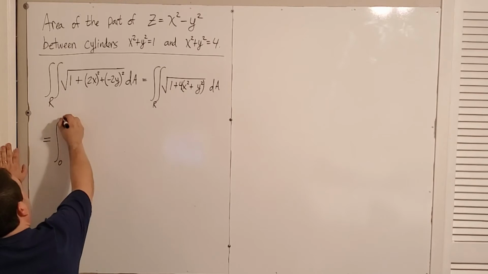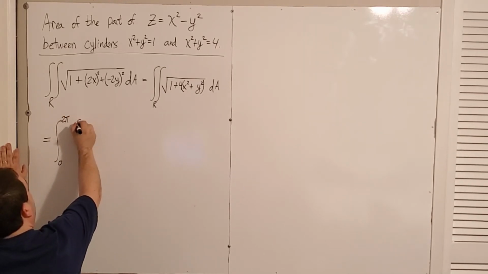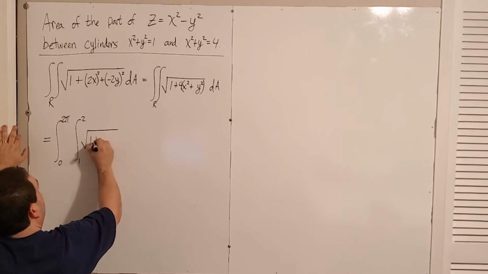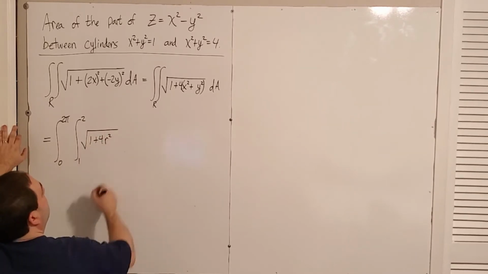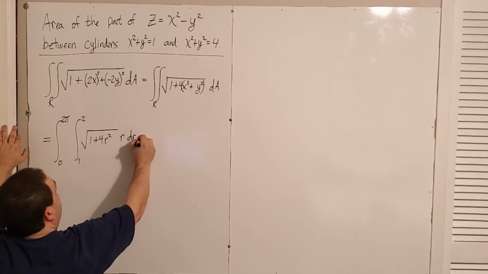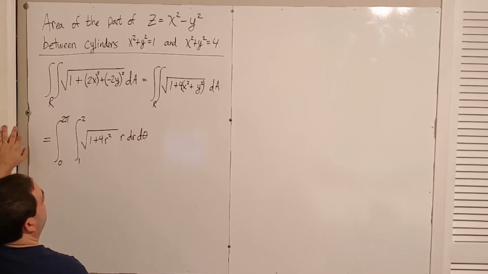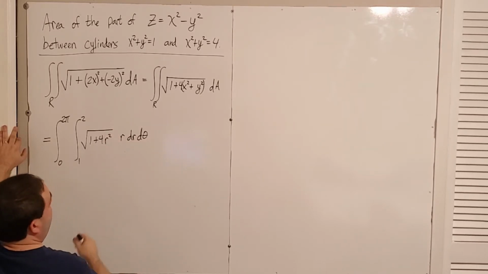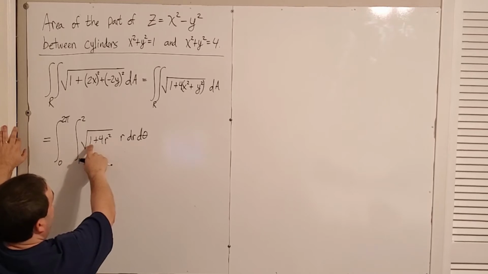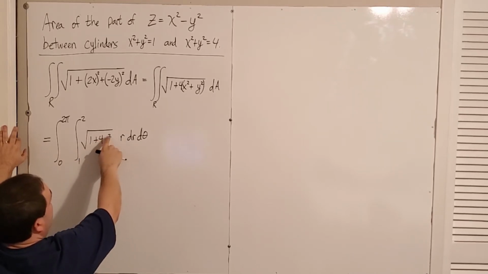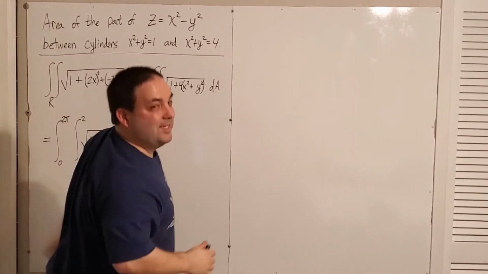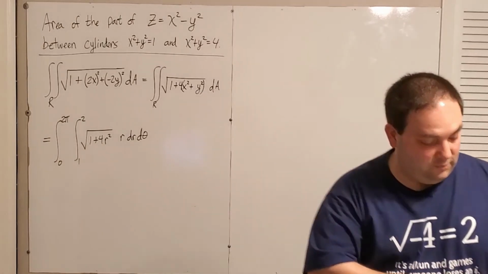So let's set that integral up. I'm going to go from 0 to 2 pi, and my radius is going to go from 1 to 2, and then I've got square root of 1 plus 4r squared, r dr d theta. Very similar to the last one and many other integrals that we do, I've got the 1 plus 4r squared, the derivative in here is going to require an r, and we have it at our disposal. So I'm going to set up for a substitution.